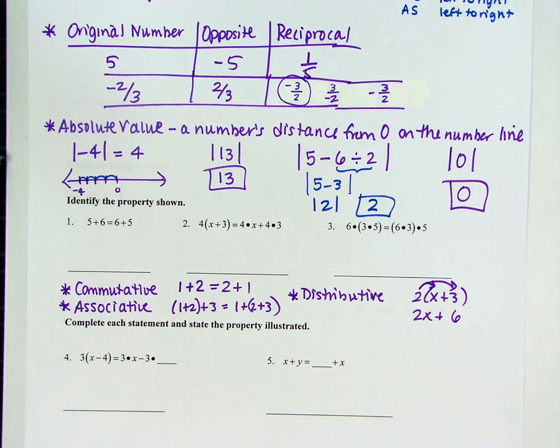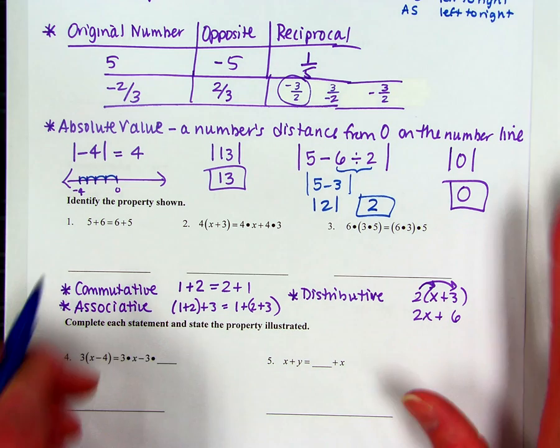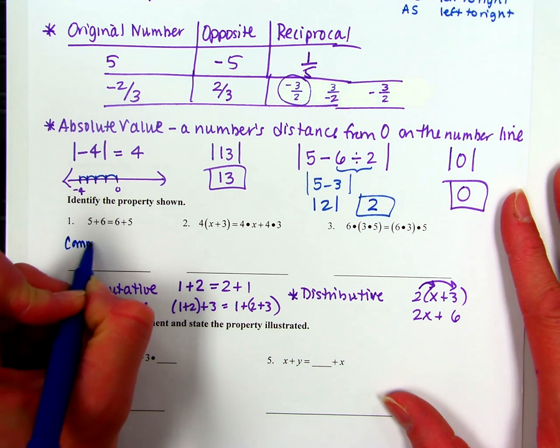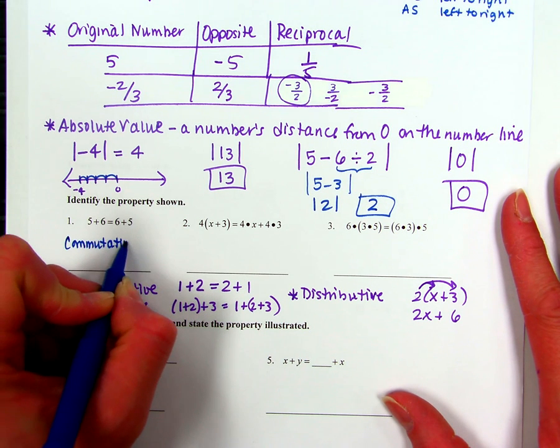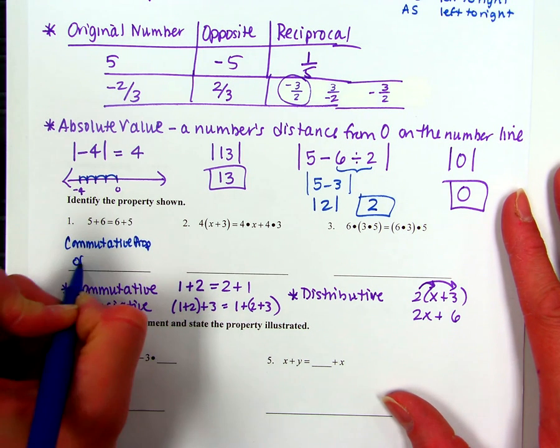All right, so if you look at these 3 problems, the first one shows an example of the commutative property. Now, there is a commutative property of addition and a commutative property of multiplication. So make sure you specify. So this would be the commutative property of addition.